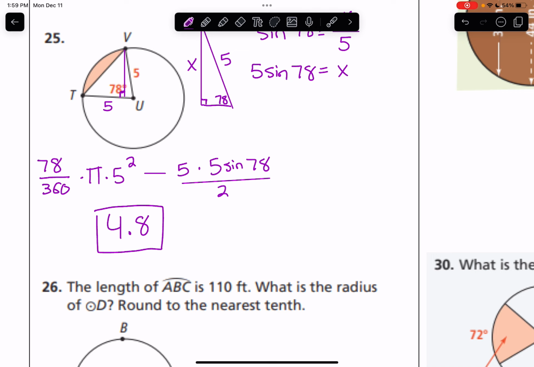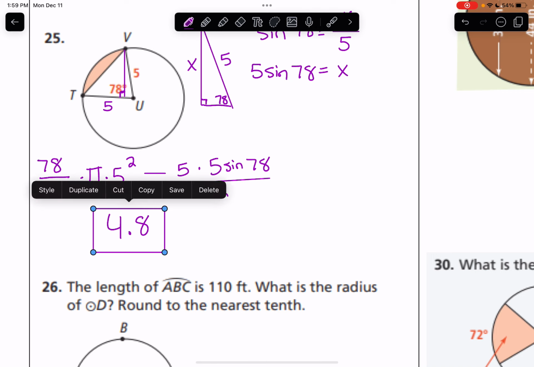No, that's not a rectangle. Let's try it again. There we go.